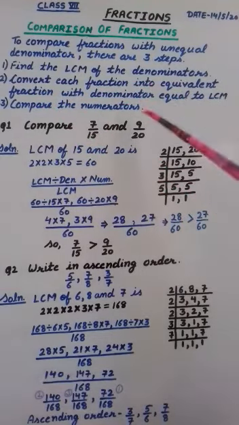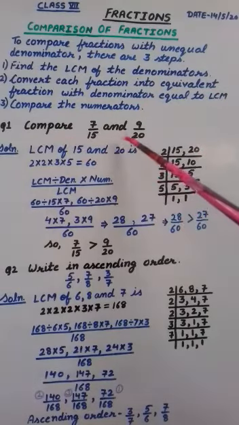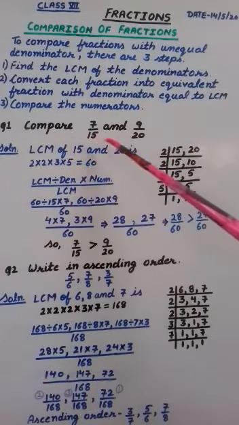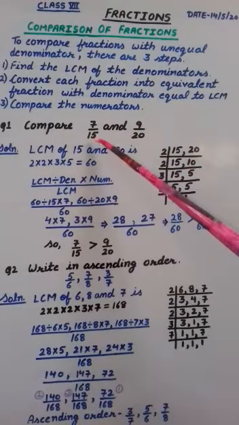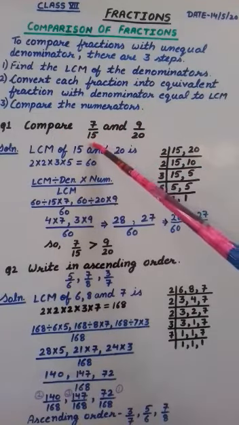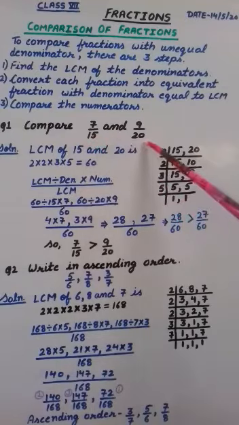Now let's see this by taking one question. We have to compare these two fractions here. So the first step is to take the LCM of 15 and 20. Now let's take the LCM by prime factorization.